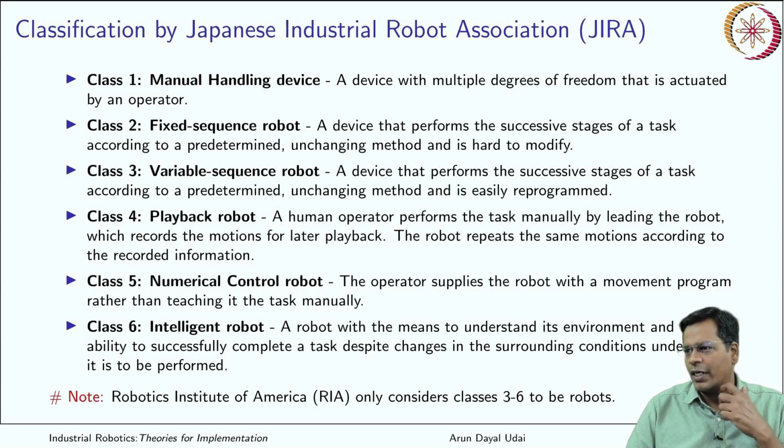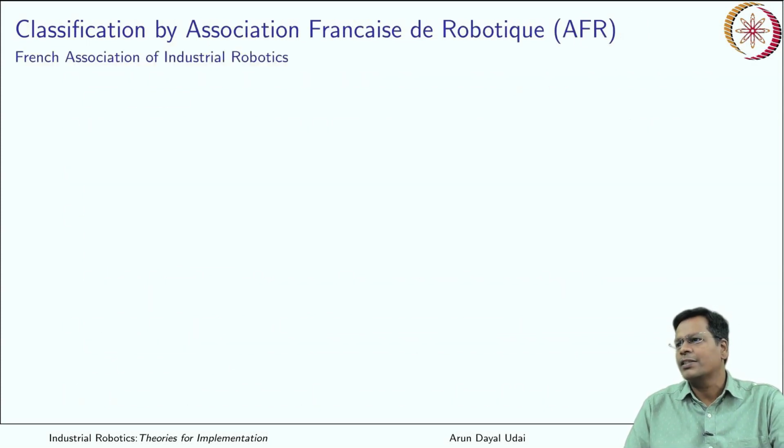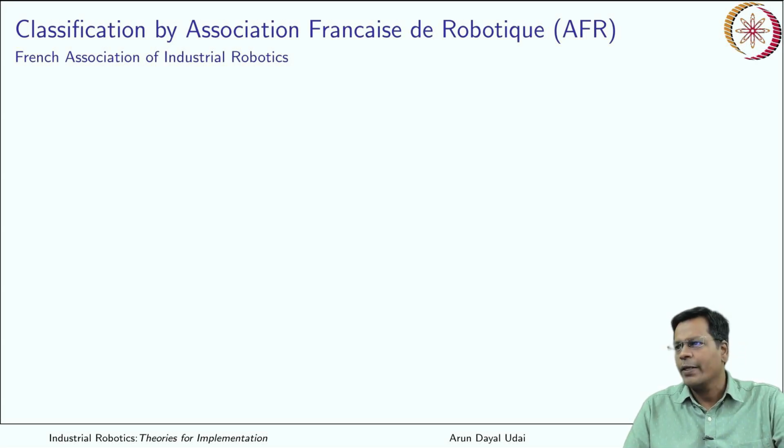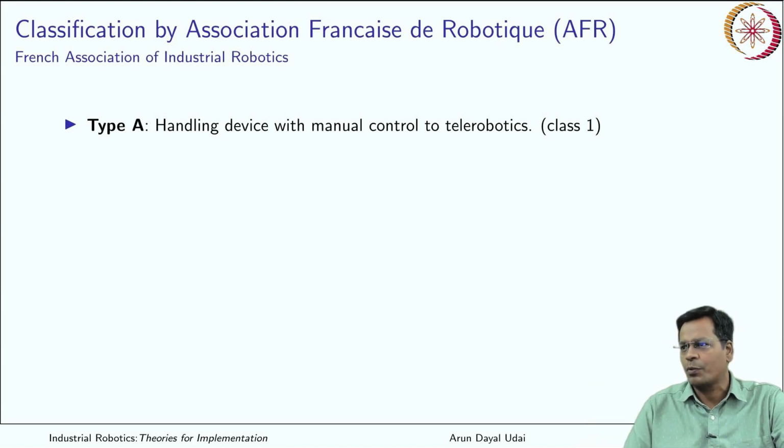Okay, so the Robotics Institute of America, RIA, only considers classes 3 to 6 to be robots. The others are being classified as robots, but they are not actually robots. Again, the second very important classification was given by AFR, the French Association for Industrial Robotics. This has defined 4 different types of robot.